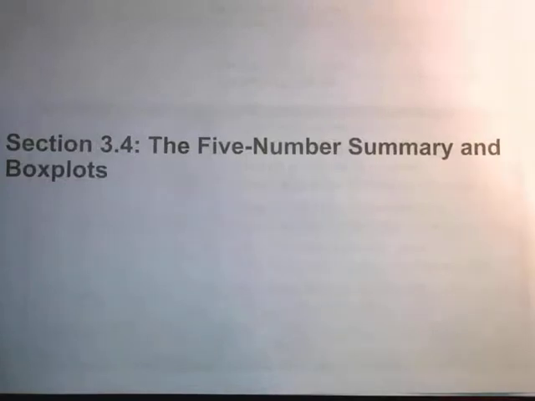Okay, so let's talk about section 3.4. So 3.4 has us figuring out some things about percentiles and quartiles to figure out the 5-number summary and the box plot.